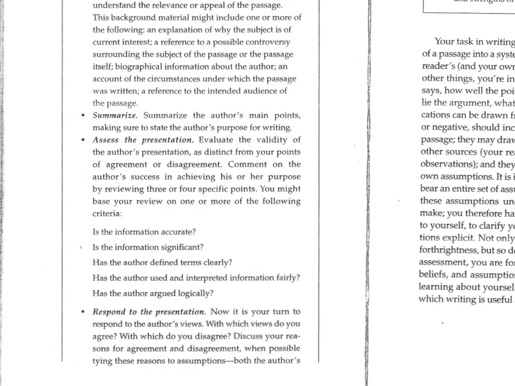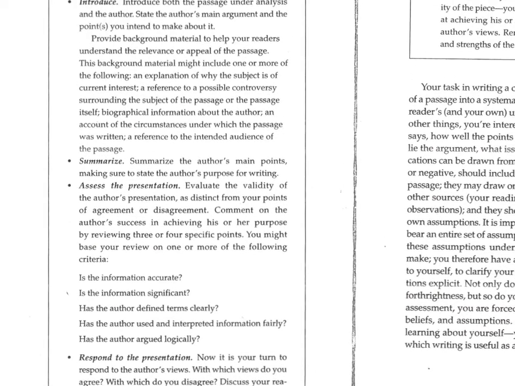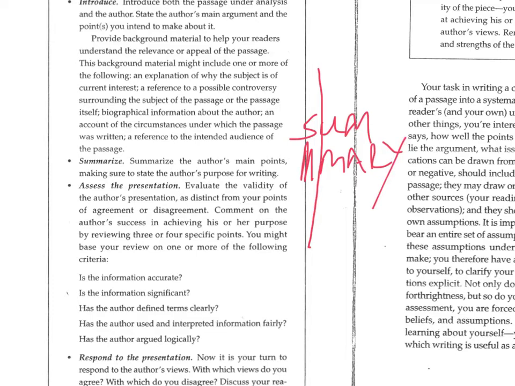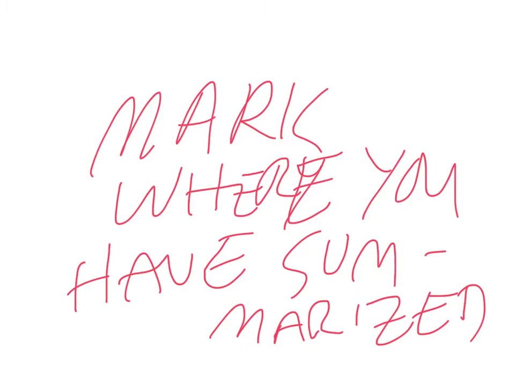Second, I want you to sum up stuff. In other words, I want you to have summarized the author's main points. Just mark a little line down there and write summary. Indicate, yes, you've done that. All right. In other words, I want you to mark sideways, squiggly lines, underline, highlight where you have summarized the article.